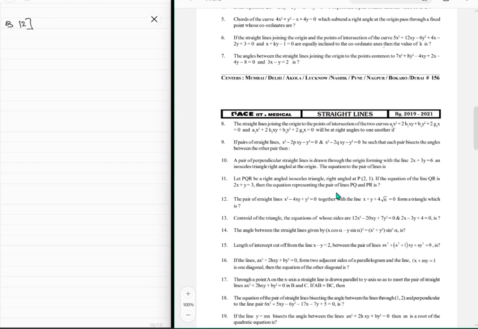The pair of straight lines together with this line form a triangle. Okay, this is a pair of straight lines, together with that. So both of these lines are centered around the origin. That's the center of the pair of straight lines. And together with this line, this is a weird thing.